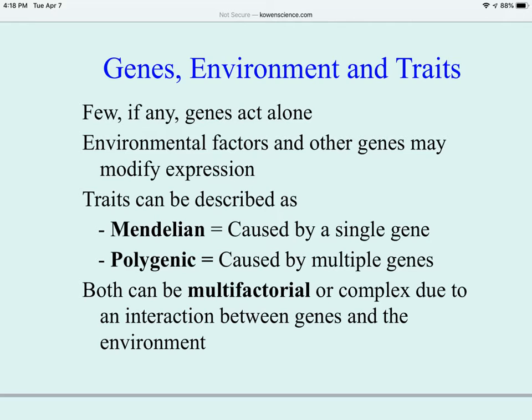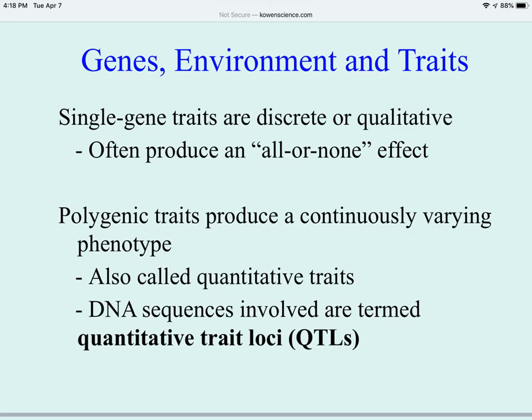So what we're actually looking at is that most traits can be described as being more polygenic or multifactorial in nature. When we look at a single gene trait, such as big T is tall, little t is short, this is often produced as an all or none effect. They're either tall or they're short. Polygenic traits, however, produce a varying phenotype, and so we call these quantitative traits. Our DNA sequences involved in these, we call quantitative trait loci, or QTLs.